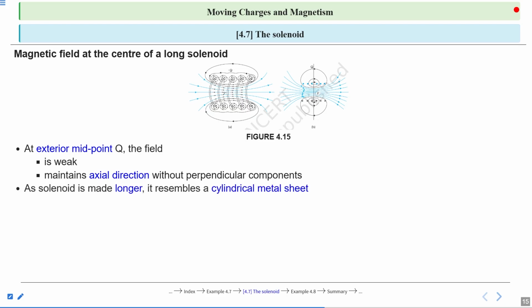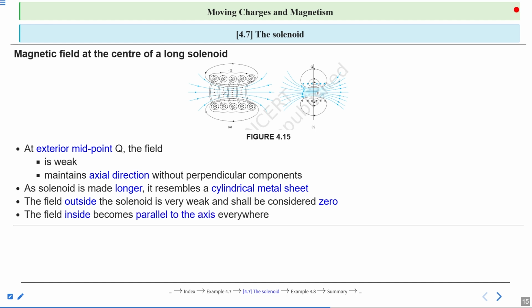As the solenoid is made longer, it resembles a cylindrical metal sheet. As we are going to derive for a long solenoid, that means the length is significantly larger than the radius, so it resembles a cylindrical metal sheet. The field outside the solenoid is very weak and shall be considered zero. They are cancelling each other. Field lines due to nearby windings cancel out, not completely, but mostly. So the field outside the solenoid is very weak and shall be considered zero.